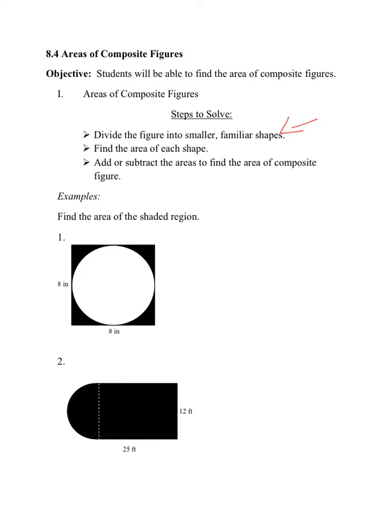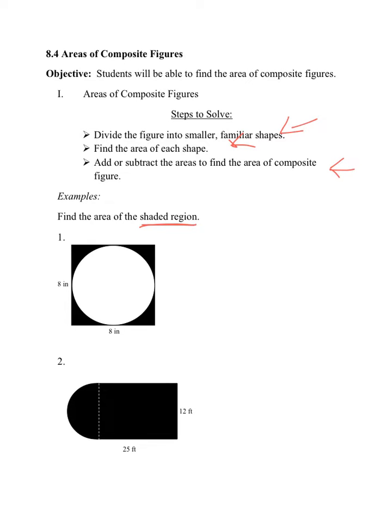Look for circles, look for squares, look for rectangles and triangles and trapezoids. Then you're going to find the area of each shape. After that, you add or subtract the areas to find the area of the composite figure. So in each one of these, we're going to be finding the area of the shaded region. Sometimes we're going to have to add to put it all together or subtract and take pieces out to find the area of that composite figure.